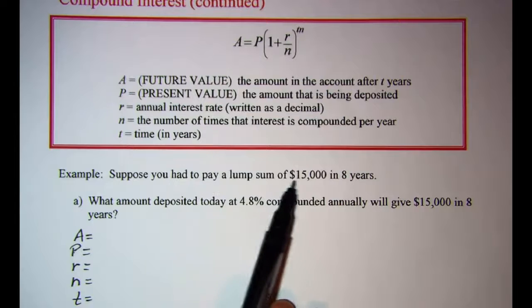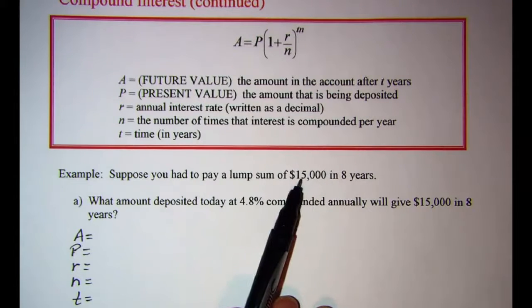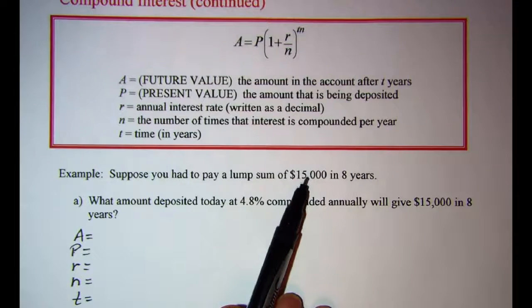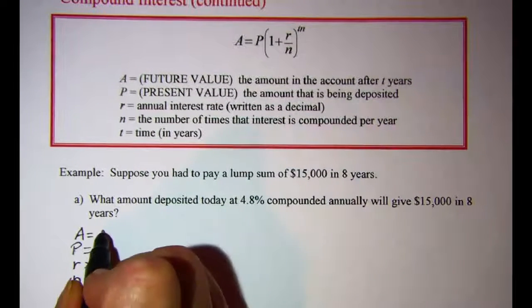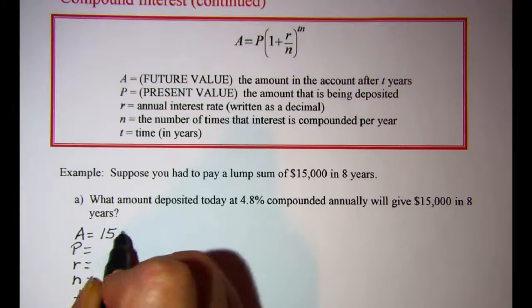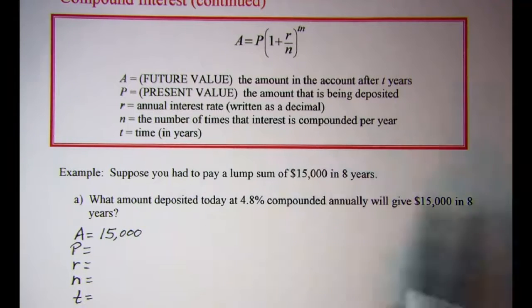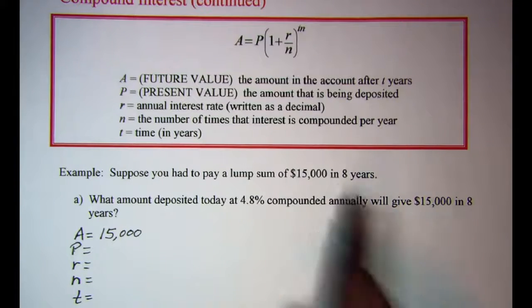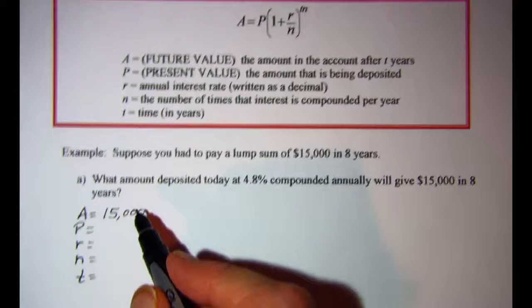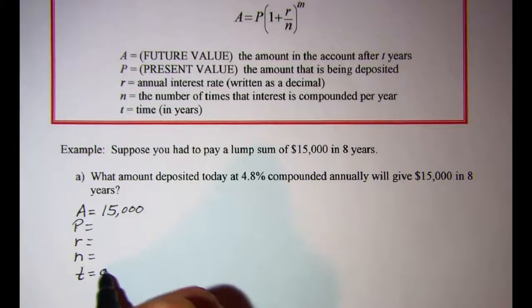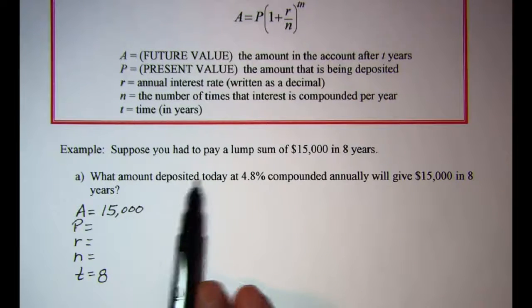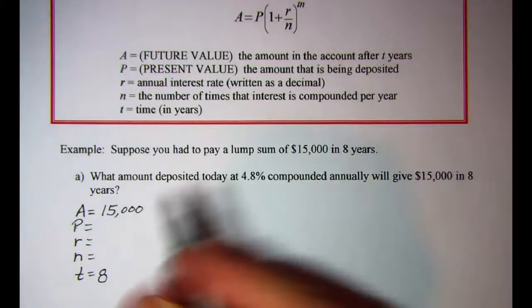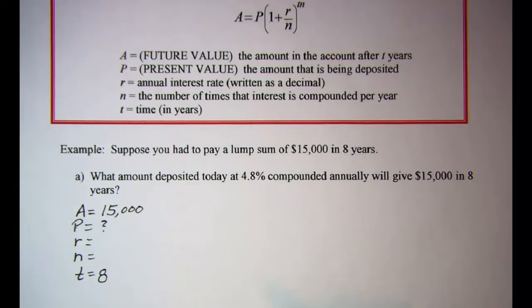This is a future value because we're going to be paying that amount in 8 years. So this is the A value. And our time is 8. What amount deposited today? So that means we're looking for the present value.